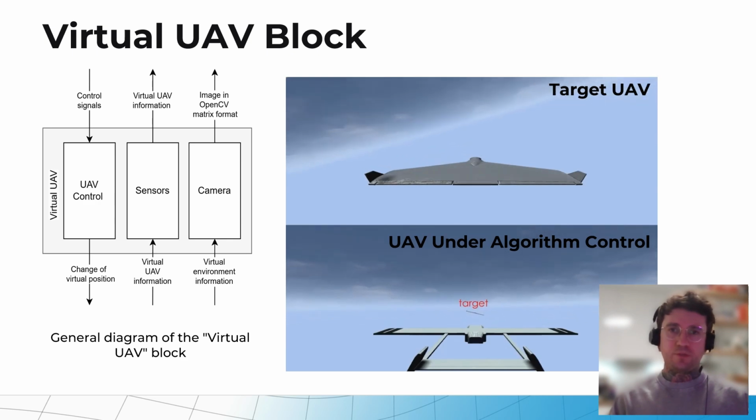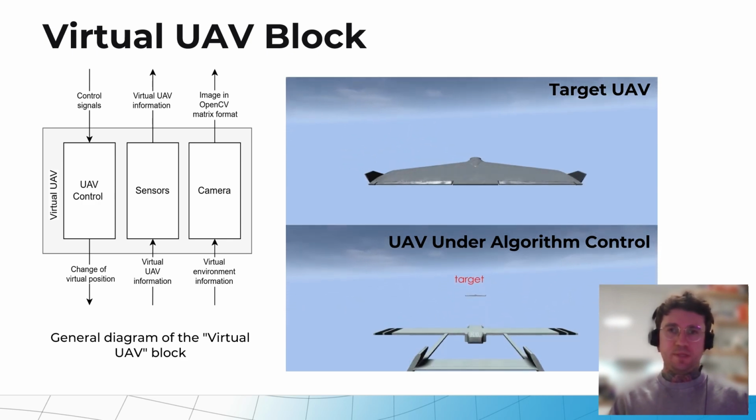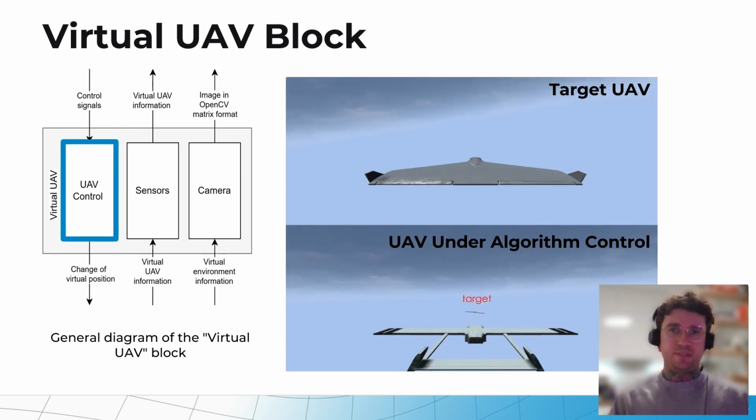The next important part of the system is the virtual UAV. It performs the following functions. It changes the position of the UAV in the virtual space in response to control signals. These signals can come from both the control algorithms being tested and the operator.